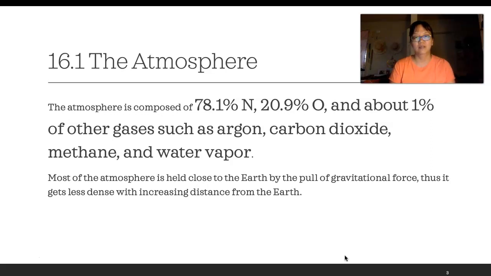The atmosphere consists mainly of nitrogen, which is not very active, about 80%, and 20% is oxygen. About 1% is other gases such as argon, carbon dioxide, methane, water vapor, etc. So the other gases here, including carbon dioxide, although it's only 1%, play a very important role in regulating the temperature of the atmosphere.